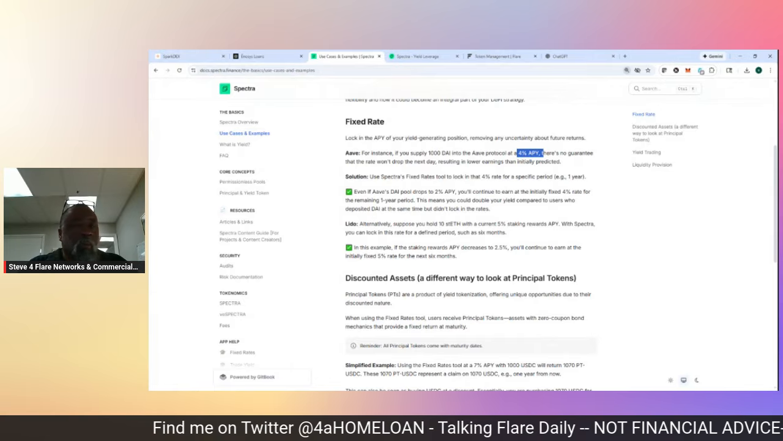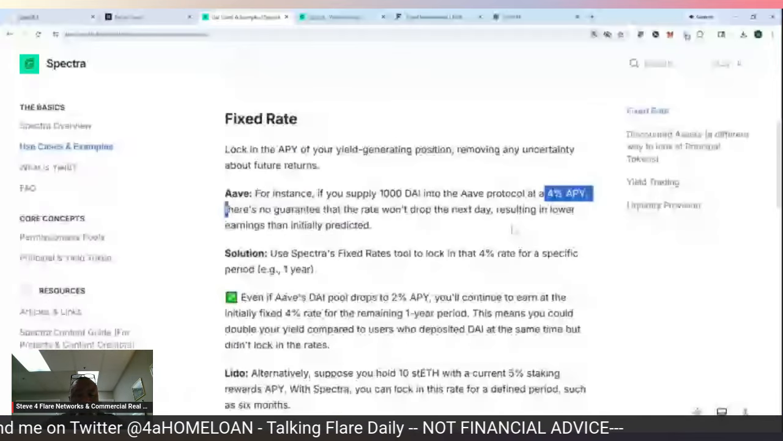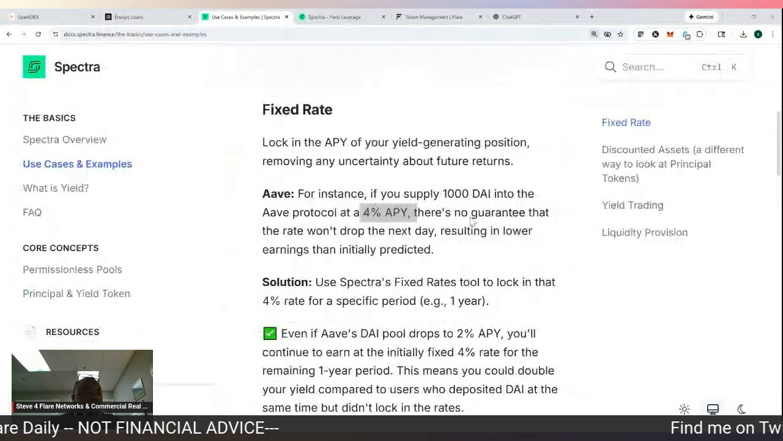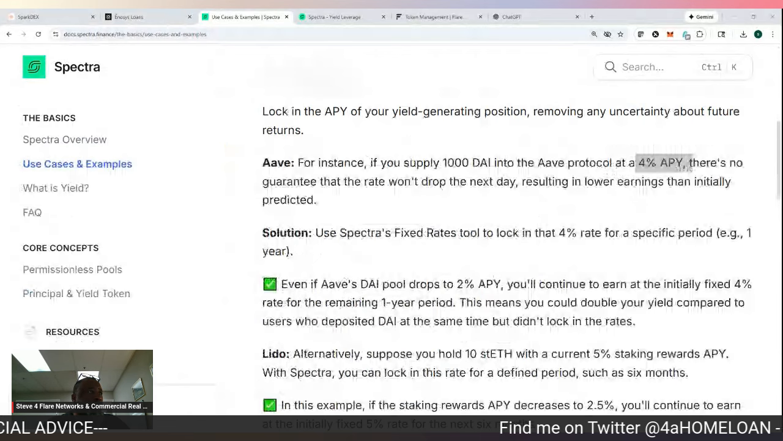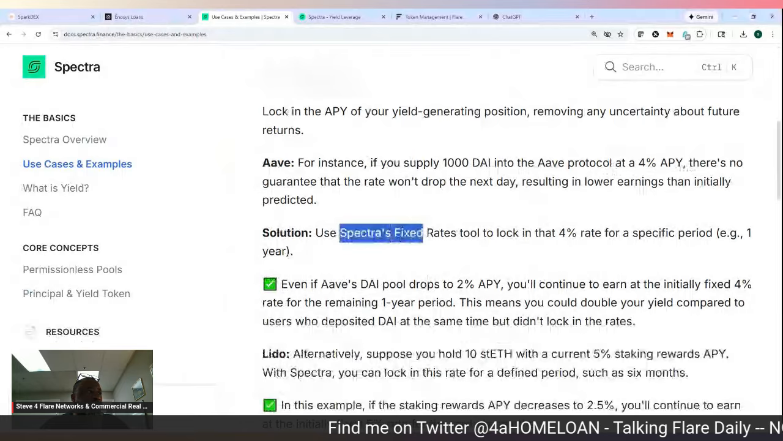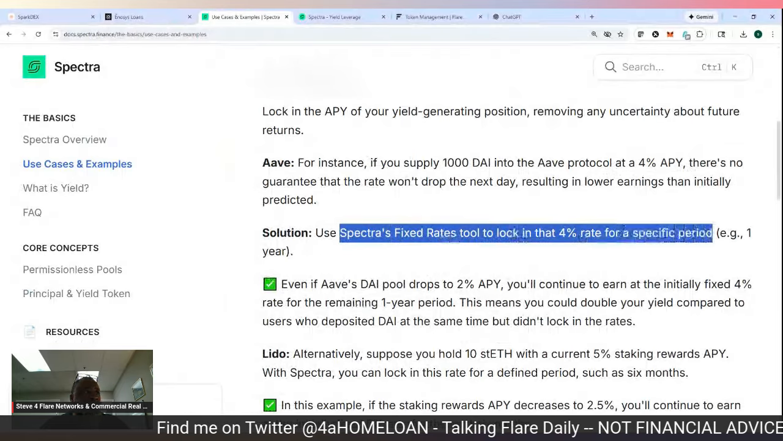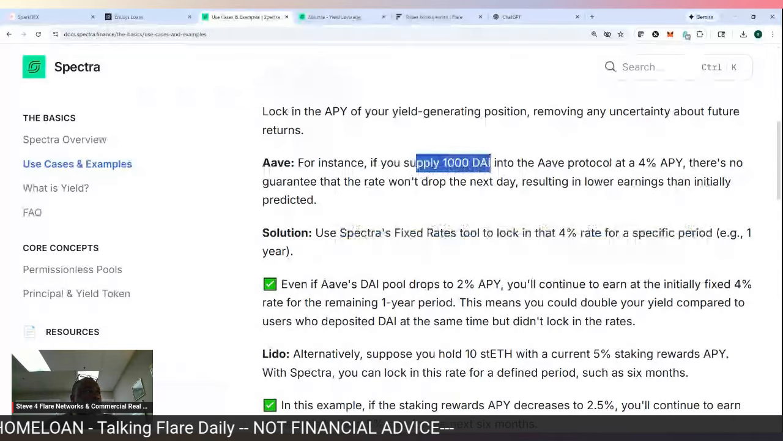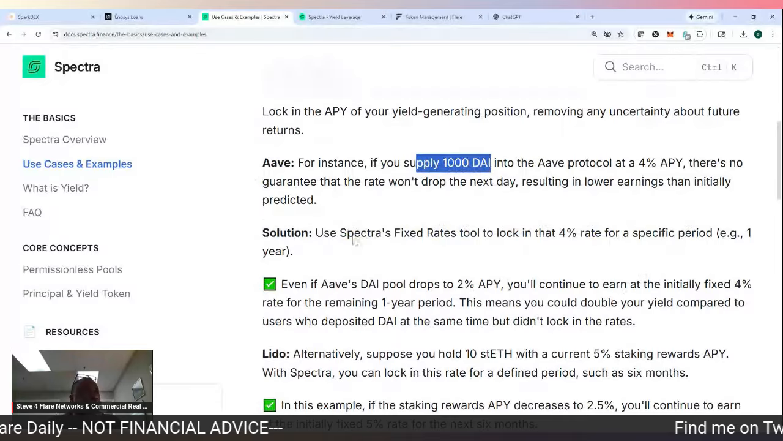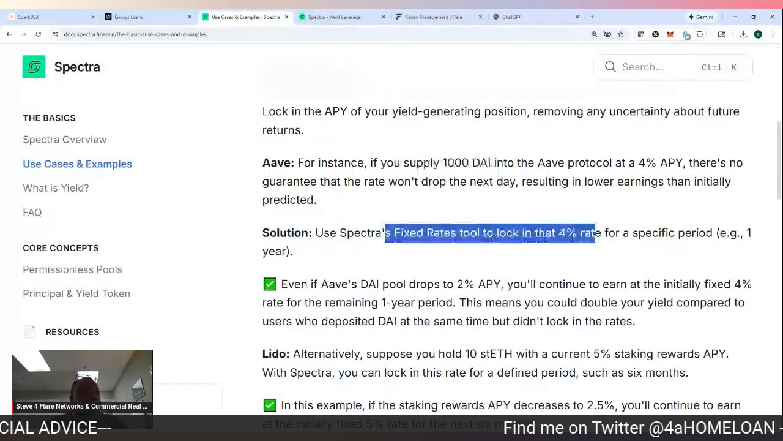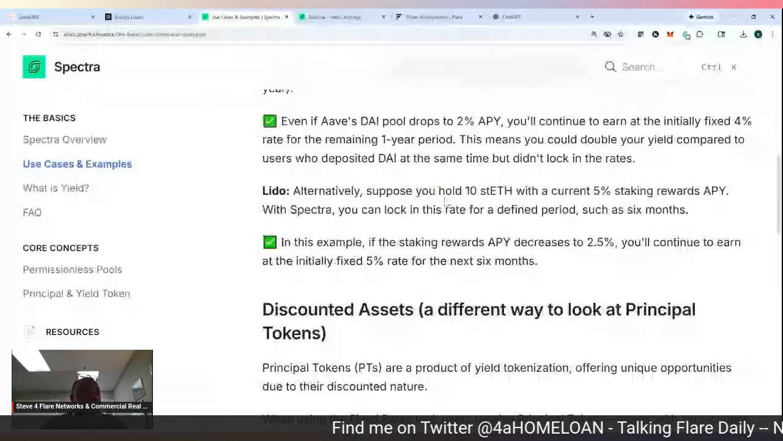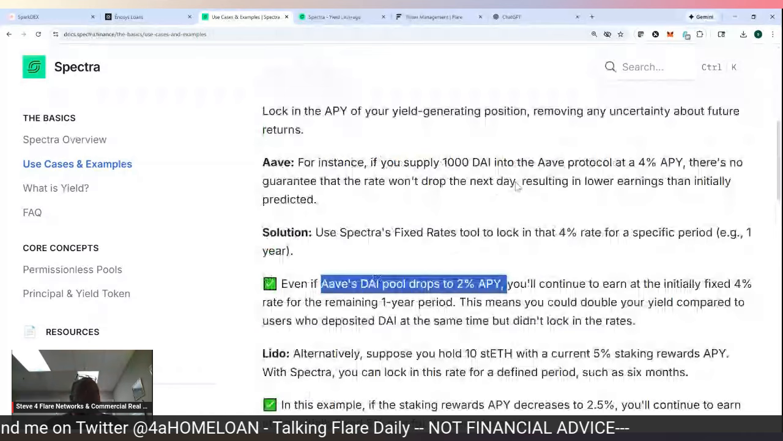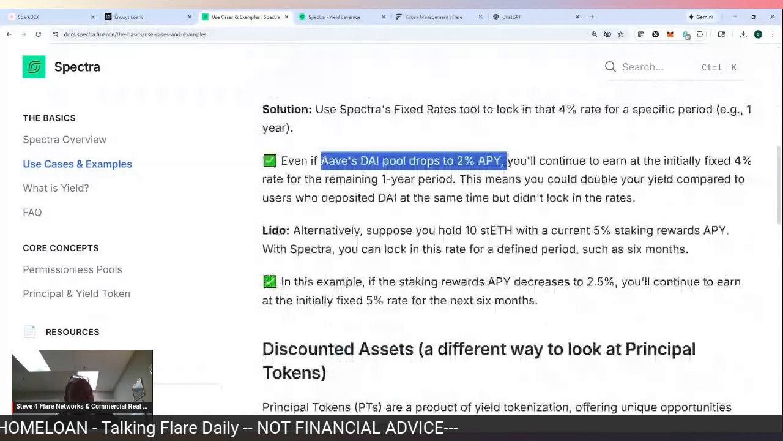But let me make this screen a little bit bigger. I realize, and I'm going to get myself out of the picture for a second. There we go. Okay. So an example is you can lock in 4%. Spectra will allow you to lock in the 4% for a specified period of time, 6 months, 1 year, etc. So if you supply your 1,000 DAI, typically that interest rate is going to go up and down. But here on Spectra, you can lock in that 4%. Whatever the rate should be, you can lock it in, right? So if the pool drops to 2%, you're locked in for whatever period of time to guarantee you get the 4%. And this is, again, the fixed rate, right?